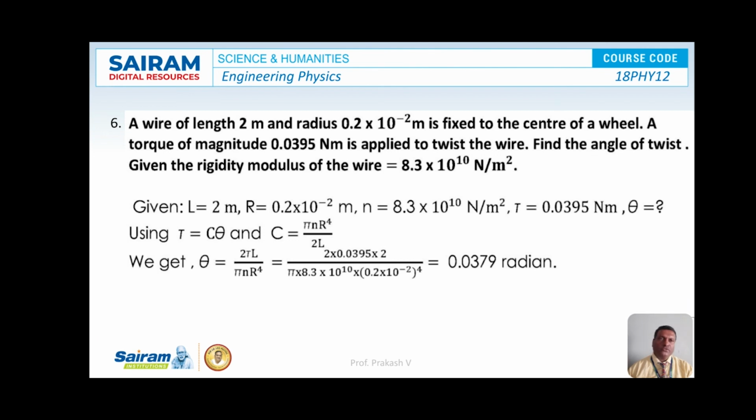Now substitute the values, that is 2 into 0.0395 into 2 divided by pi into 8.3 into 10 to the power of 10 into 0.2 into 10 to the power of minus 2 whole to the power of 4. On simplification, we are going to get theta as 0.0379 radians. So this is the value of angle of twist, that is theta.